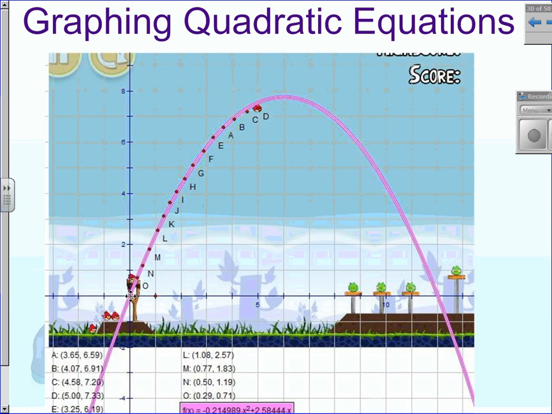You can see that the path of the bird follows a parabola, and you can tell whether that particular bird will hit a pig by looking at the intercepts of the parabola. So here this x-intercept misses that pig, so bummer. So today we're going to talk about graphing these quadratic equations.